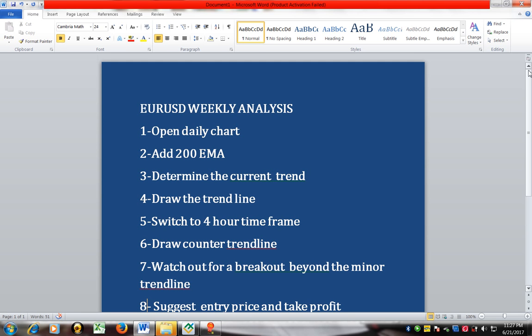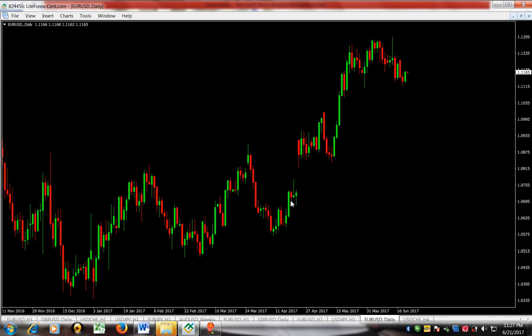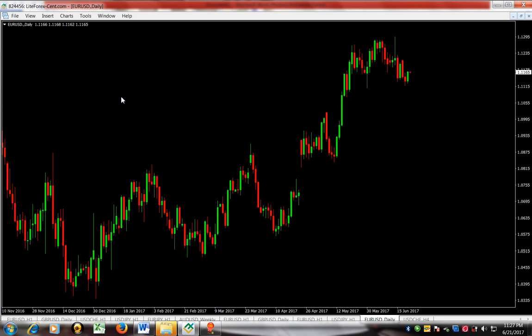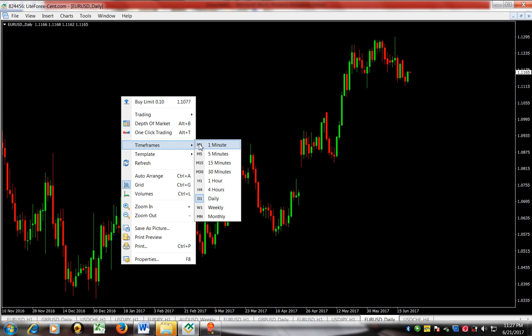The first thing that we have to do is to open the daily chart of this pair. So this is the daily chart of EURUSD. It's a very simple thing. In case you are on something else, you just open the EURUSD chart, and then you go to your time frames and choose daily.